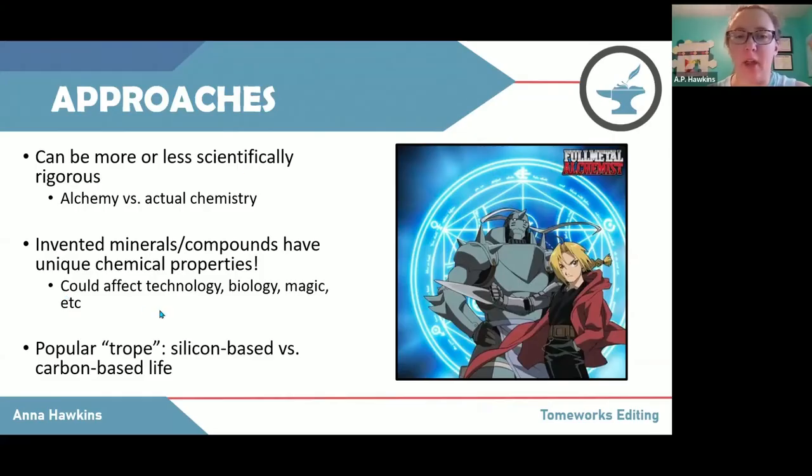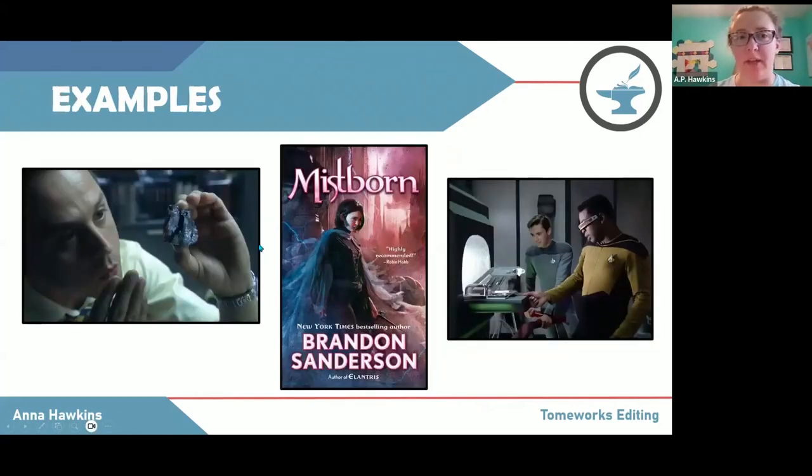And again, as with biology and as with technology, your speculative chemistry can be more or less scientifically rigorous. Obviously, if you're doing alchemy, where you're transmuting compounds into other compounds, that's not scientifically rigorous. But if you're doing actual chemistry, and you just have some minerals or compounds that you've invented that undergo real chemical reactions in order to become a different compound, then that would be a little bit more scientifically rigorous than alchemy.